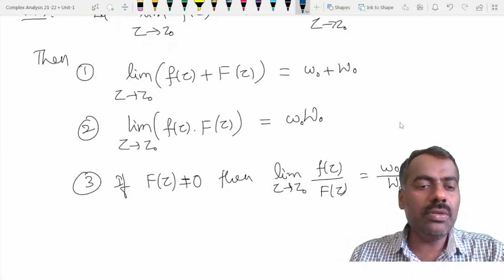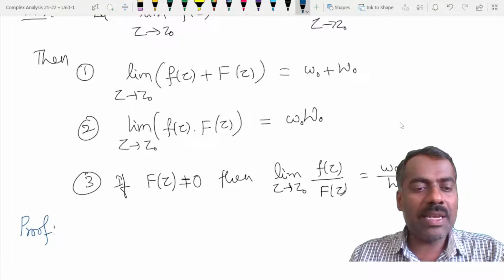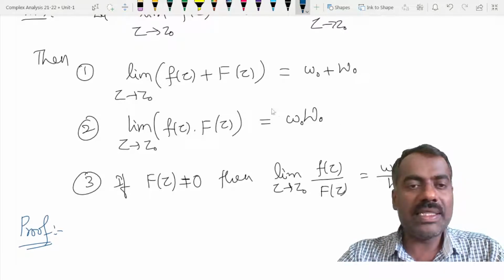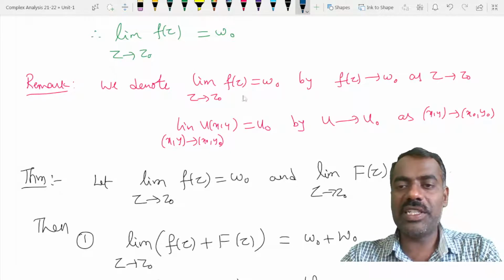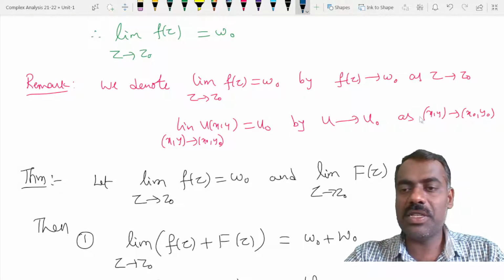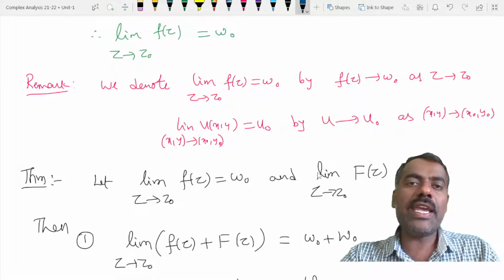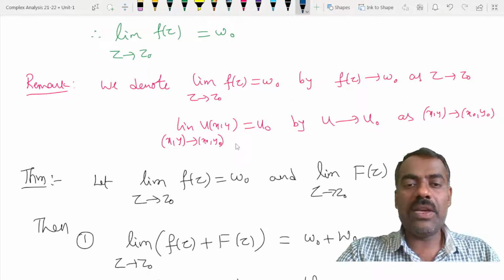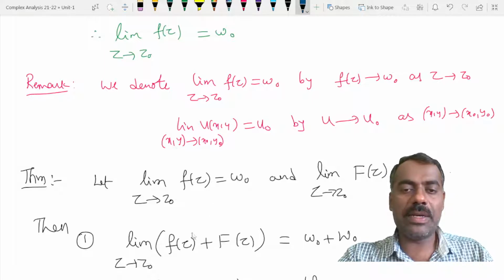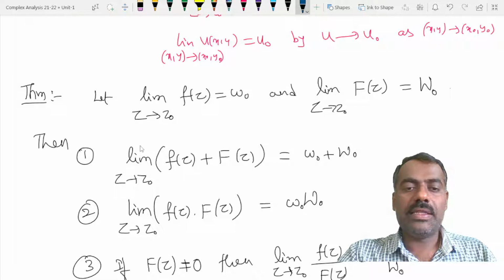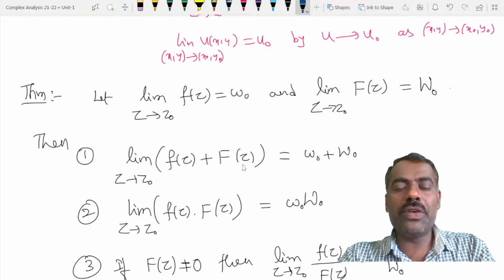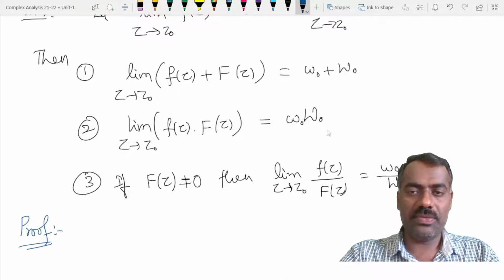Here we need not prove it again by epsilon delta, because we have already established the relation of the limit of a complex valued function in terms of the limit of real valued functions. And we already know that limits of real valued functions have this algebra. Is that clear? That means the limit of u1 plus u2 is the same as the limit of u1 plus the limit of u2 and so on, right? That we can use and we can find.